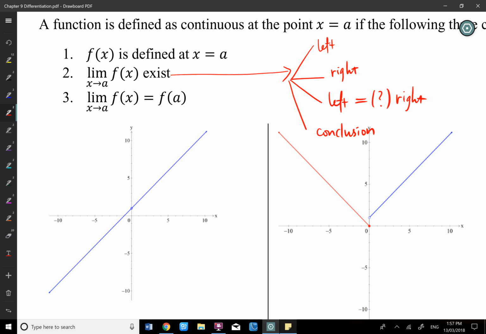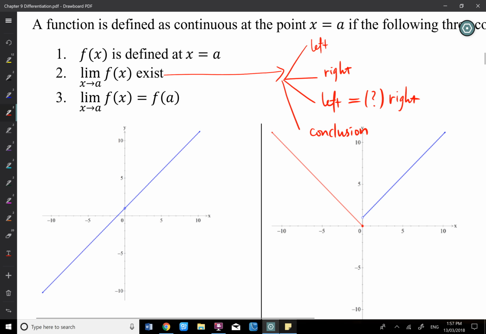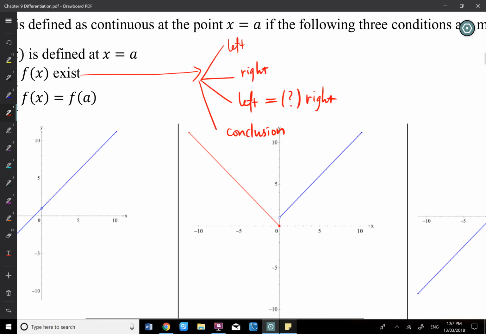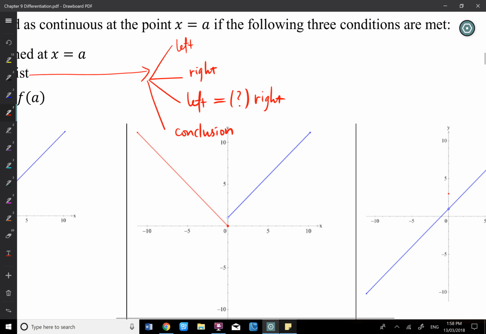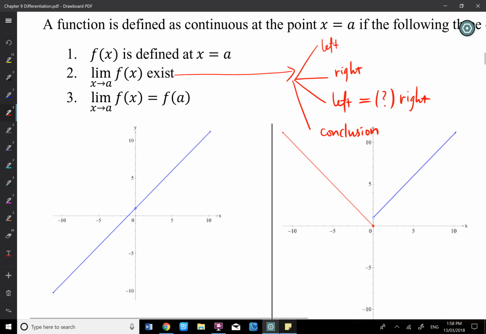To make number 3 hold, you need to have the first and the second. If it's not defined, we don't need to discuss it anymore. That's the end of it. If the limit doesn't exist, the end of it is that it's not continuous for sure. It needs to be defined and the limit must exist, and then we can consider whether it's continuous or not. So first defined, second the limit, and then we check whether they are the same value or not.